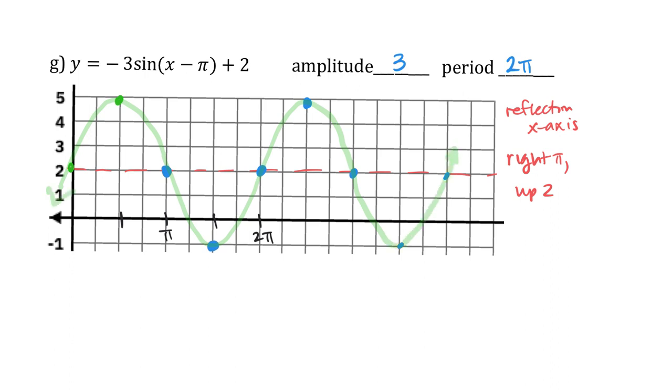Okay, and let's check it real quick. It went up 2. I agree. The amplitude is 3. We went right pi, so it started here. Instead of going up first, it went down because of the negative. And instead of ending at 2 pi, it ended at 3 pi because it was pi to the right. Okay, and that's about the worst I can give you for cosine and sine.